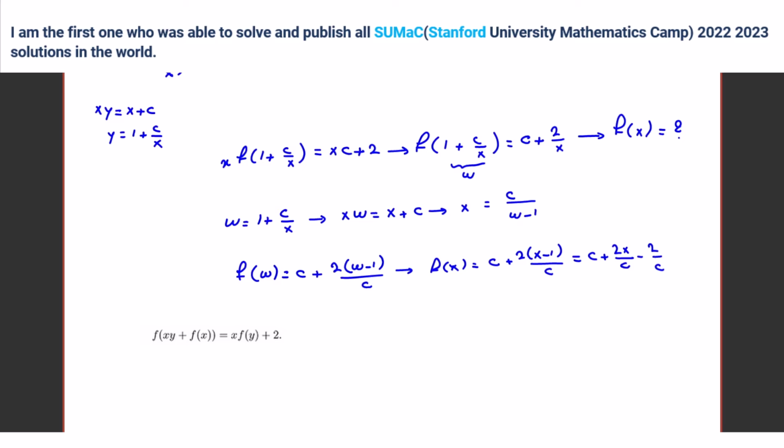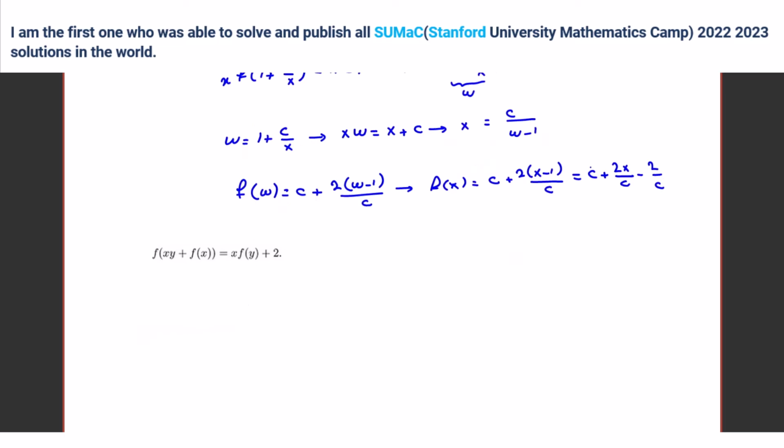I'm stuck when I plug it into the original equation. Okay, so let's replace. It is c minus 2 over c. Let's do something. Because we also have c, it is a bit hard, but if you didn't have c, we would consider c minus 2 over c as k, right? So let's consider something first. F of xy, here we have f of x, so we can say what? 2x over c plus c minus 2 over c, right? Is equal to x times 2y over c plus c minus 2 over c, right?